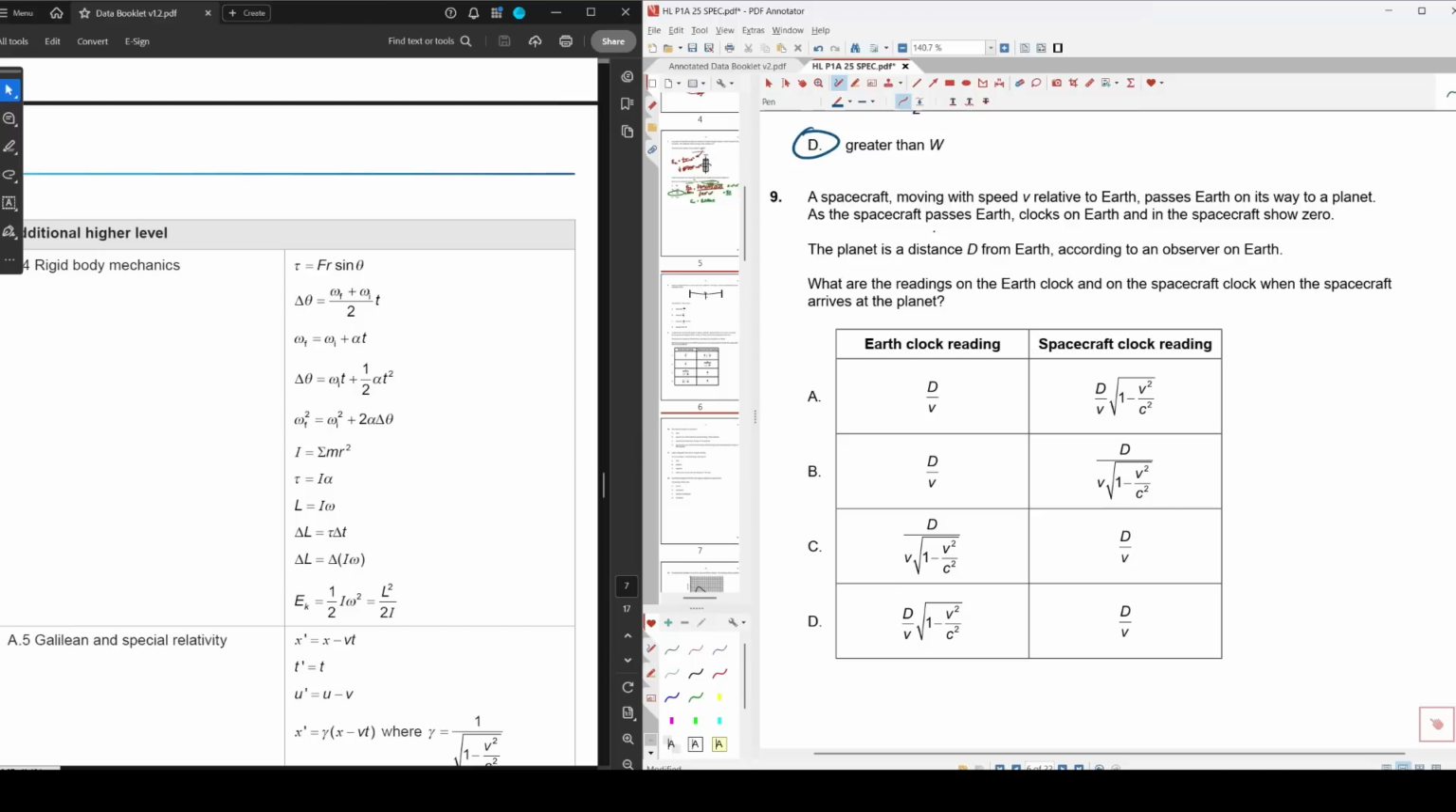Okay. Oh, we got some relativity. So spacecraft moving speed v relative to Earth. That's the regular v in my relativity equations. Passes its way. Da, da, da.